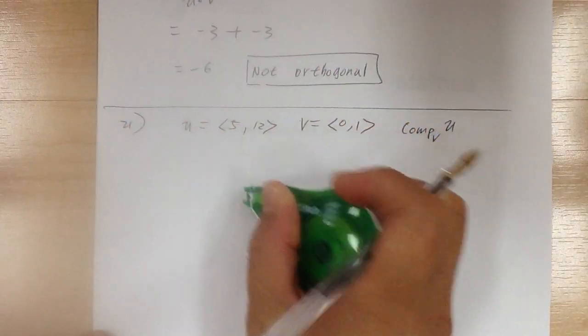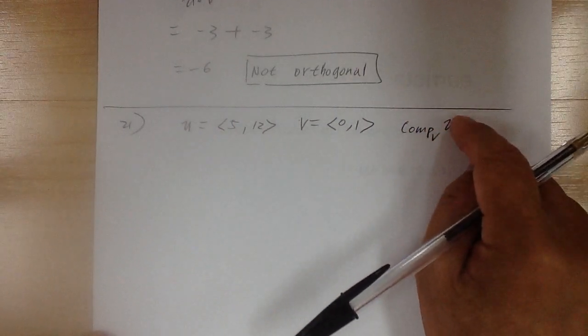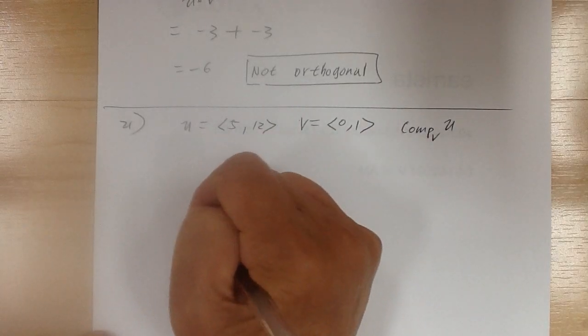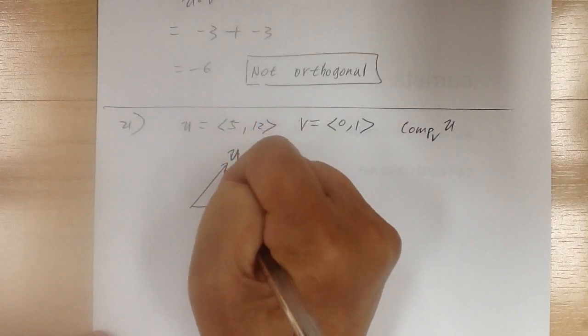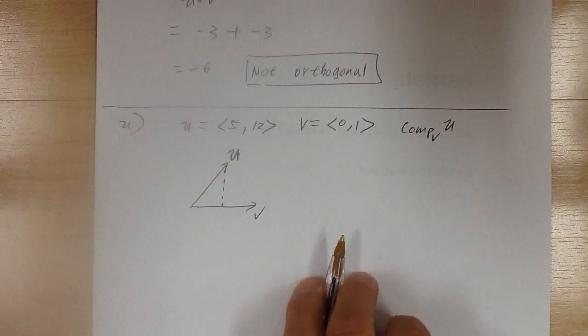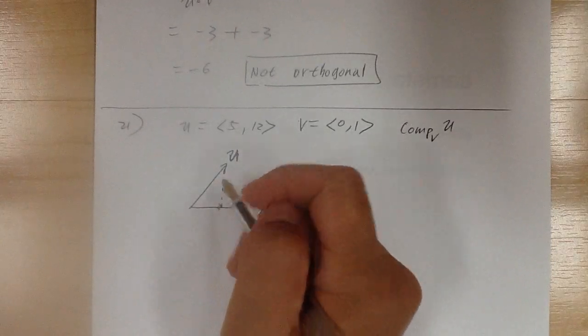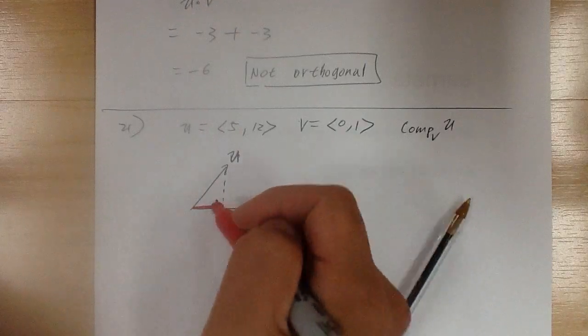So what you want to do, you want to draw a picture. The component of u on v basically means the shadow of u cast on v. So you have the vector v and the vector u, and you're looking for the shadow right over here. This is what you're looking for, this part right over here.